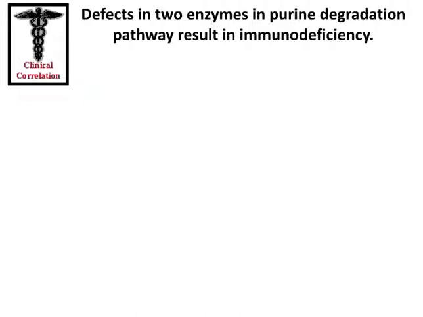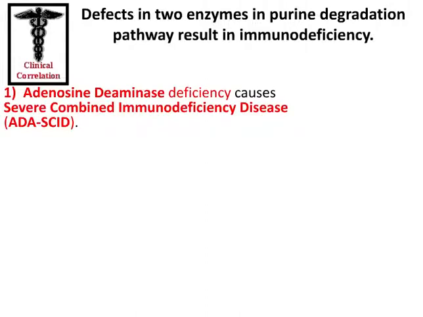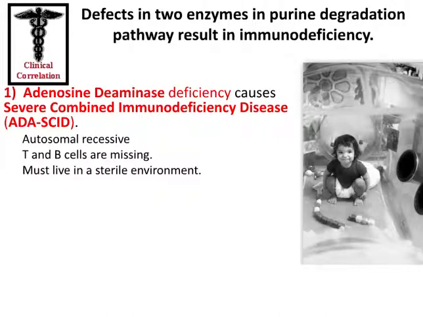Defects in the purine degradation pathway can result in immunodeficiencies. Adenosine deaminase deficiency causes severe combined immunodeficiency disease, also known as ADA SCID. It's an autosomal recessive disorder in which the individuals lack both T and B cells, and therefore they lack a functional immune system and must live in a sterile environment.